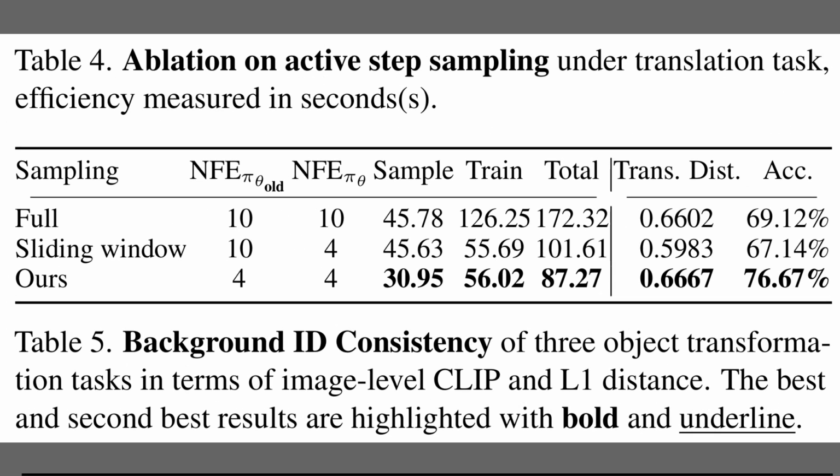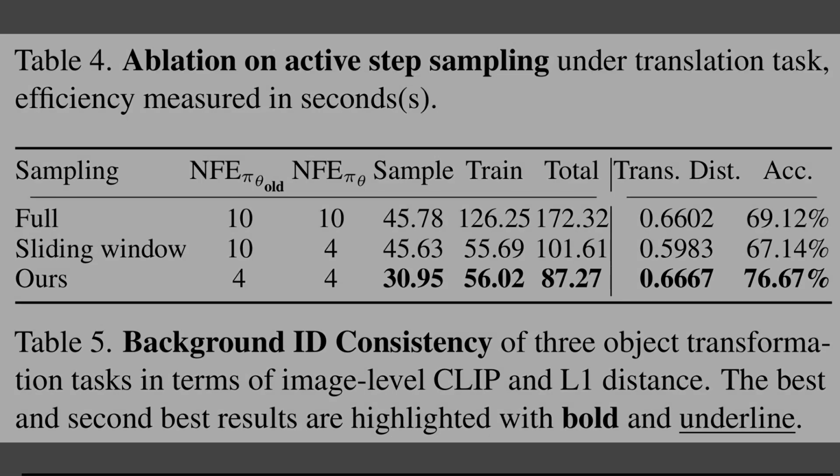Okay, while the previous table verified the results, Table 4 investigates the efficiency gains from the active step sampling strategy. It compares the standard full sampling against the proposed method. The total time column reveals that the new approach cuts computation roughly in half, dropping from 172 seconds to about 87. Crucially, this speed doesn't come at a cost. The accuracy on the far right actually improves to nearly 77%, confirming that focusing on key transformation stages benefits both speed and performance.